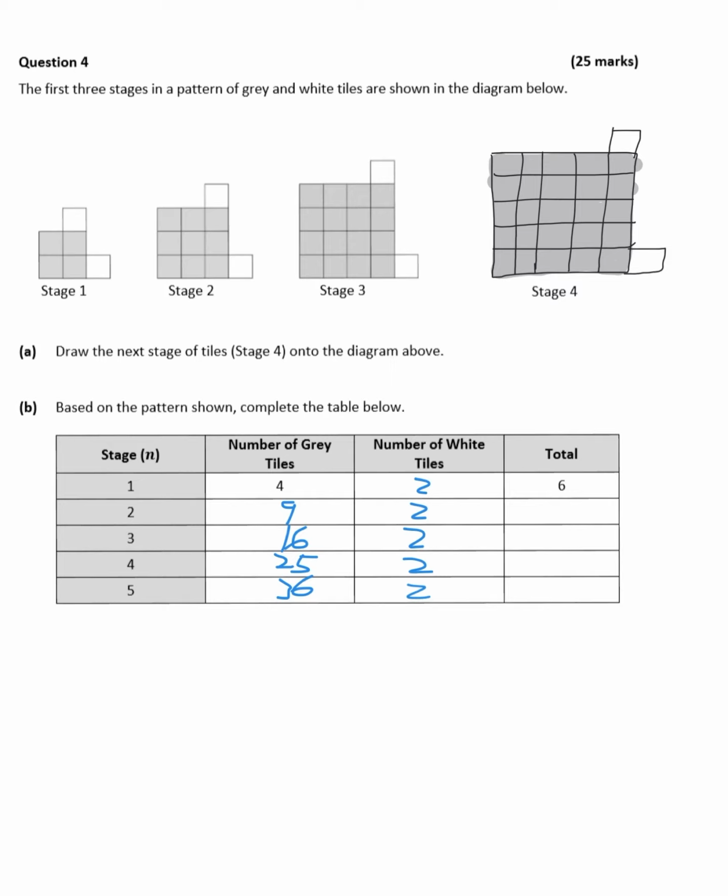For the total, we're just adding the number of grey tiles with the number of white. So 9 plus 2 will be 11. 16 plus 2 will be 18. 25 plus 2 is 27. 36 plus 2 is 38. Okay, so there's part A and B done.